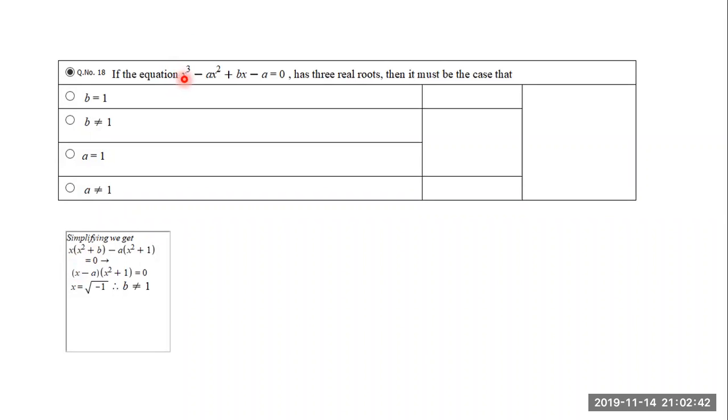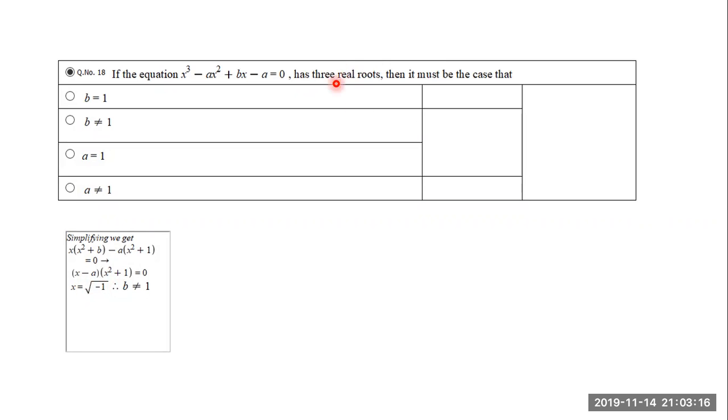Yes. See, x cube minus a x squared plus b x minus a, I am simplifying it as x into a quadratic equation. I am bringing it: x plus b minus a into x squared plus 1. Therefore, x minus a into x squared plus b is equal to 0. Suppose I assume b is equal to 1. It can be either b is equal to 1 or b is not equal to 1. So I will take it as b is equal to 1. If b is equal to 1, then this becomes x minus a into x squared plus 1. Therefore, x becomes the root of minus 1, which is negative.